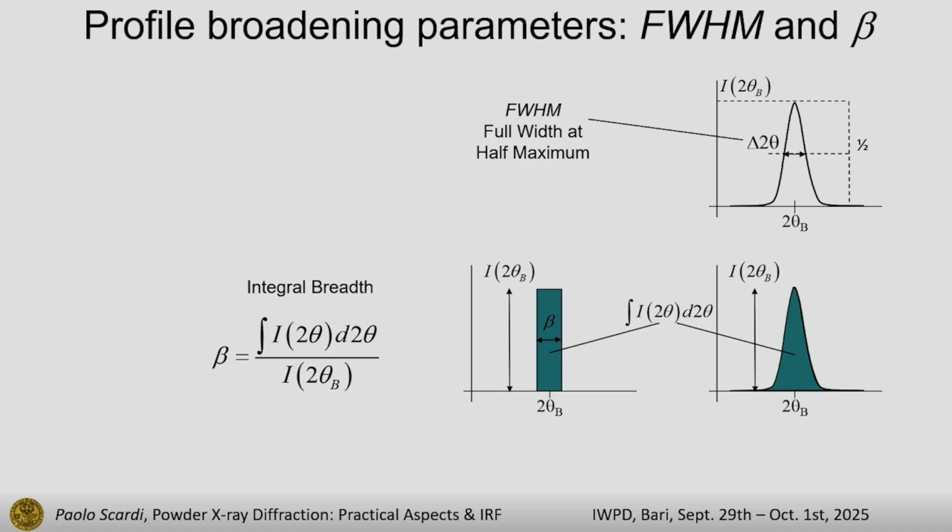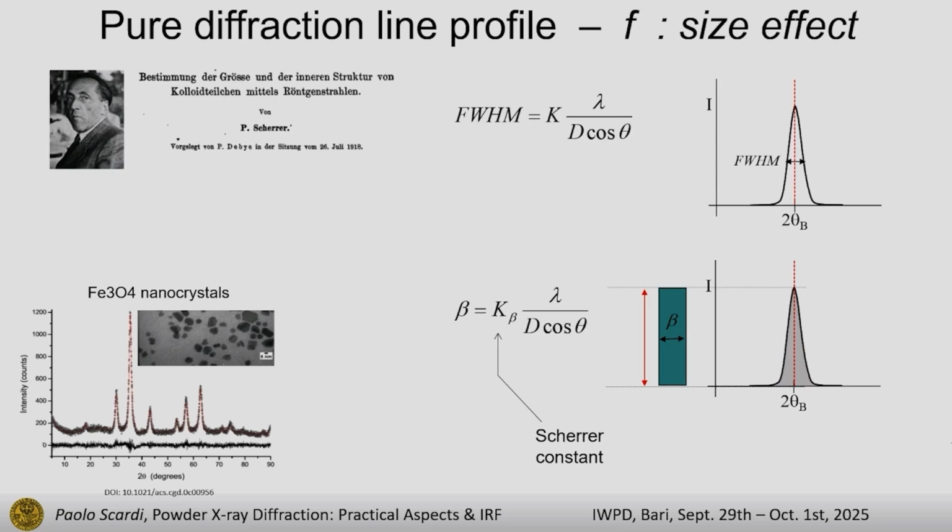There are good reasons to prefer integral breadth, but you can do the same theory for full width at half maximum if you like. And so now the Scherrer equation is written the same way. So still the width, now the integral breadth, is inversely proportional to the thickness of the crystal, d, and the constant is the Scherrer constant. What is the value of the Scherrer constant? This is going to be important also in the next slides.